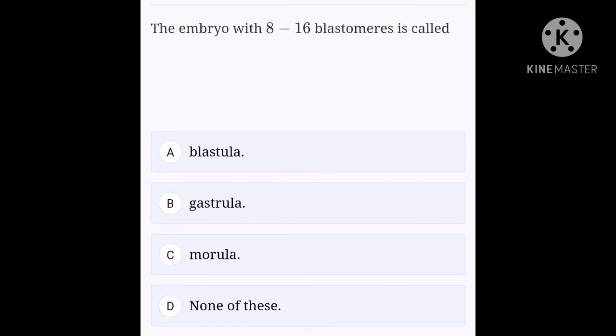Okay, next question. The embryo with 8 to 16 blastomeres is called option A, blastula. Option B, gastrula. Option C, morula. Option D, none of this. Option C, morula, is the correct answer for this question.